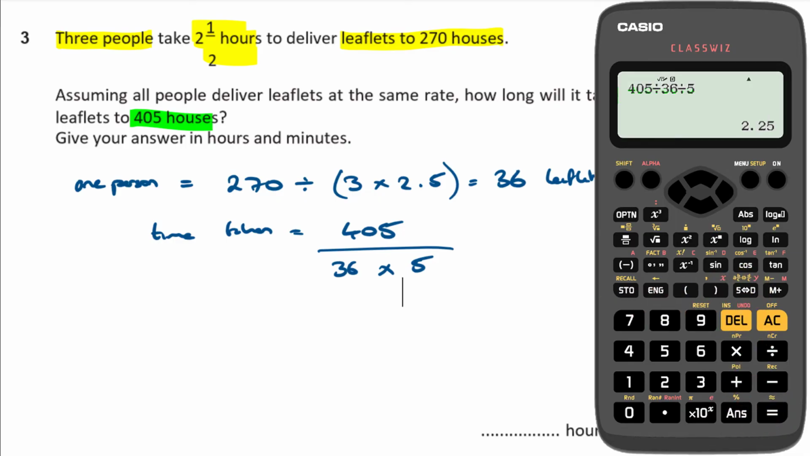So that's 2.25 hours. Now if we press the degrees, minutes and seconds button, that converts it into hours and minutes. Did you know that? So that's 2 hours and 15 minutes. So that is equal to 2 hours and 15 minutes.